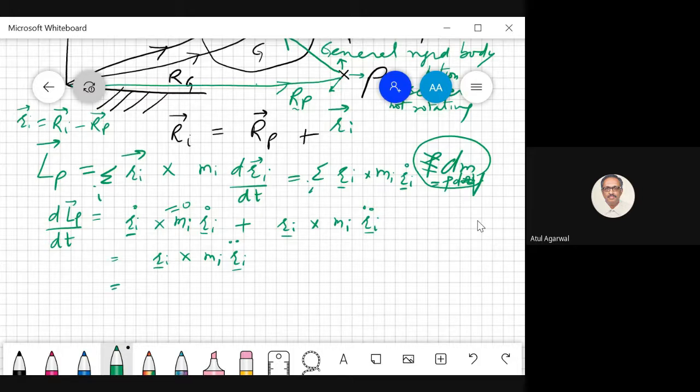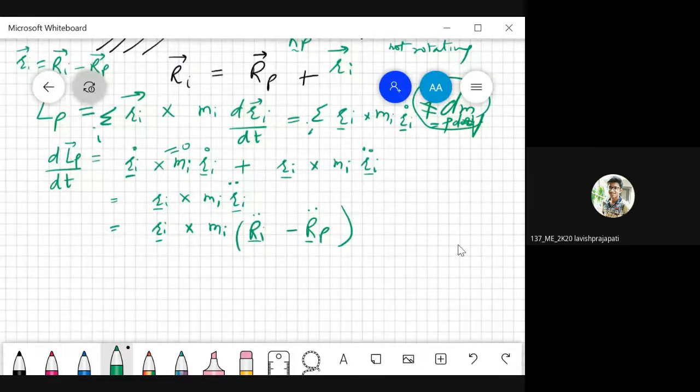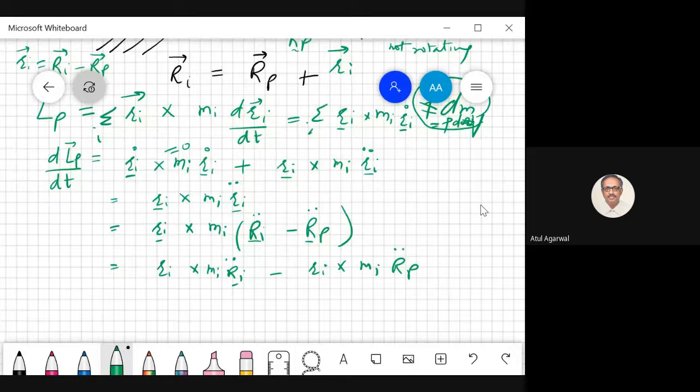Okay. So I can write it as Ri cross mi. What is my Ri double dot? Capital Ri double dot minus Rp double dot. Clear now, sir. So this becomes Ri cross mi Ri double dot minus Ri cross mi Rp double dot.